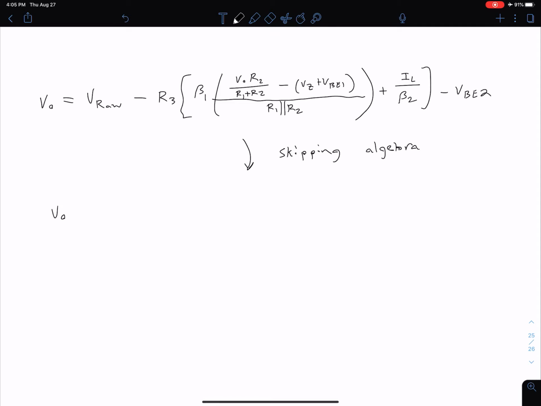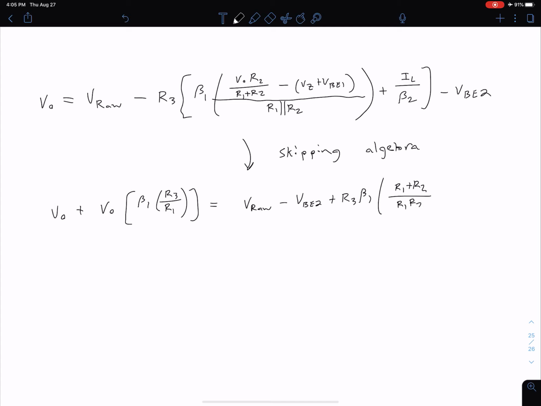So we have V out plus V out times beta 1 times R3 divided by R1 is equal to V raw minus VBE2 plus R3 beta 1 times R1 plus R2 divided by the product of R1 and R2 times VZ plus VBE1, and I'm running out of space, but I've got just one more term here, R3 IL divided by beta 2. Okay, so obviously that's a whole lot of stuff going on there.